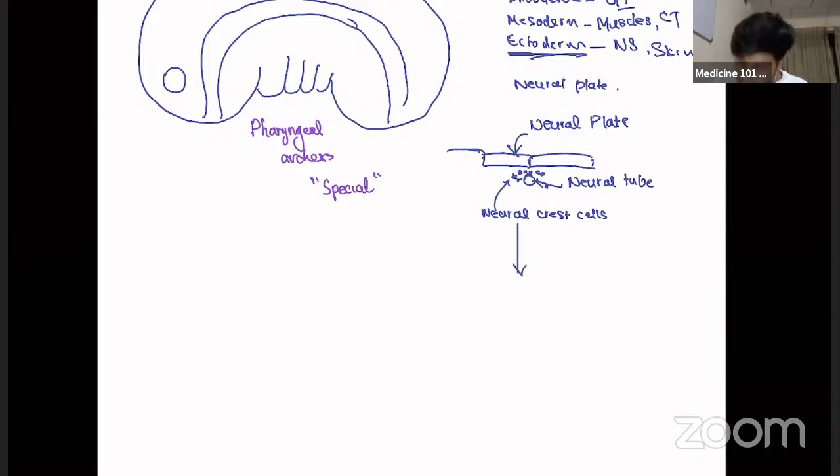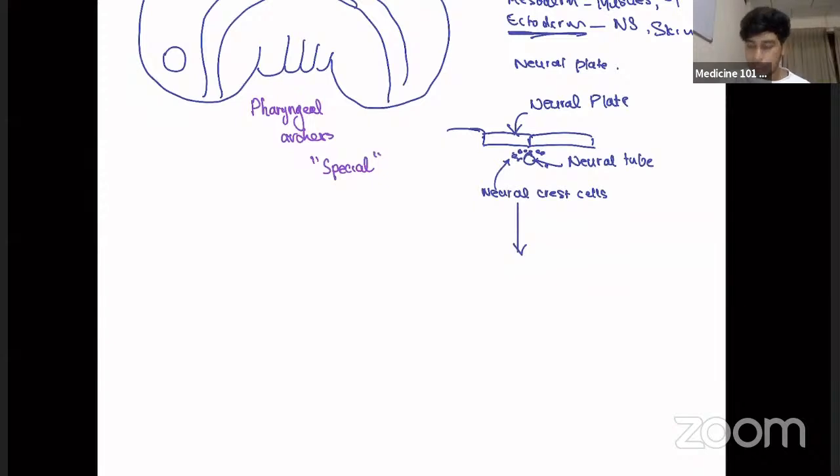Exactly. The thing about these neural crest cells is they migrate. They have this propensity to migrate, and you can actually find them in the heart also. The neural crest cells form, in embryology, you will learn that they form part of the heart, the septum. So if there's a defect in the neural crest cell, there can be diseases related to the heart. This forms mostly the PNS, but has the ability to migrate. Basically, it forms the PNS because it can migrate.